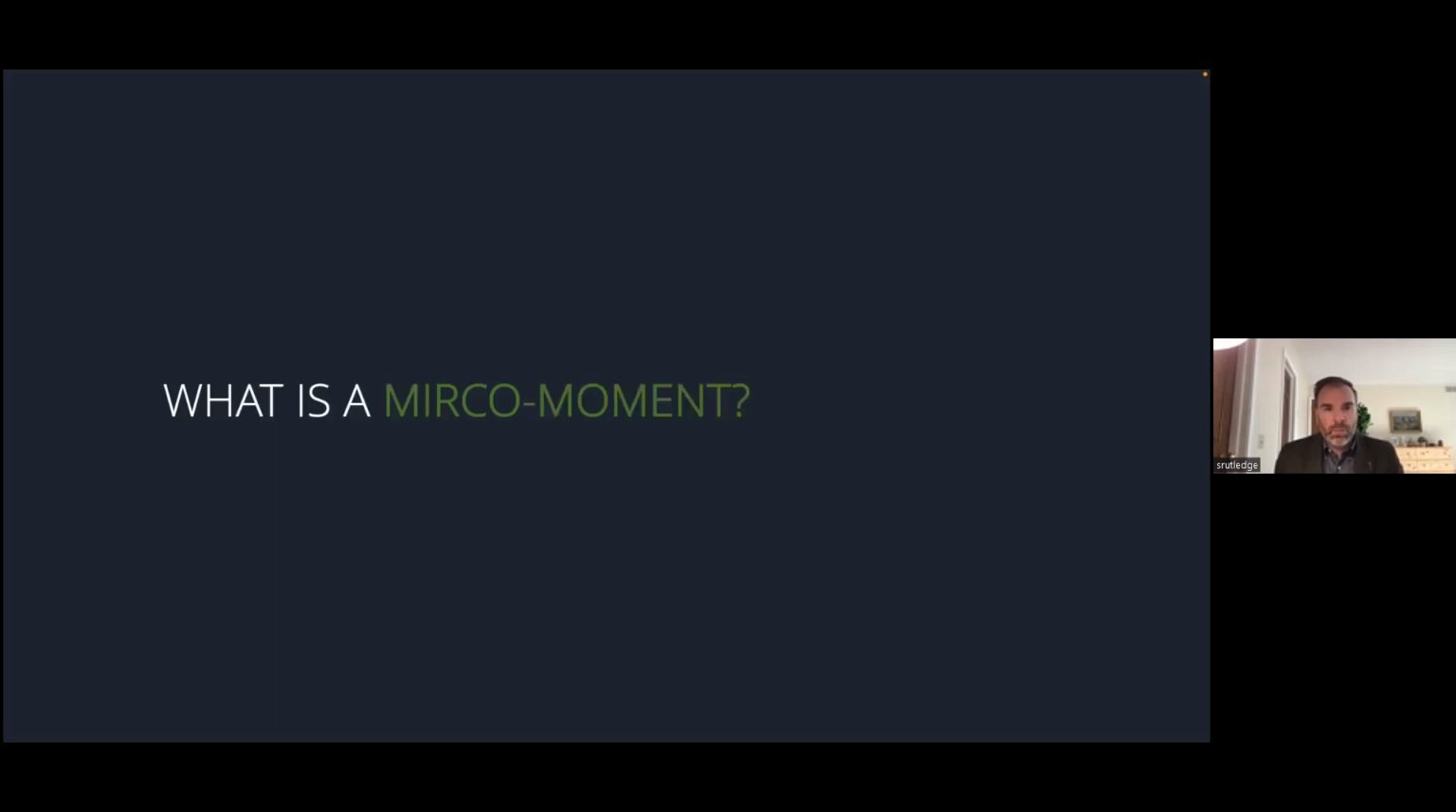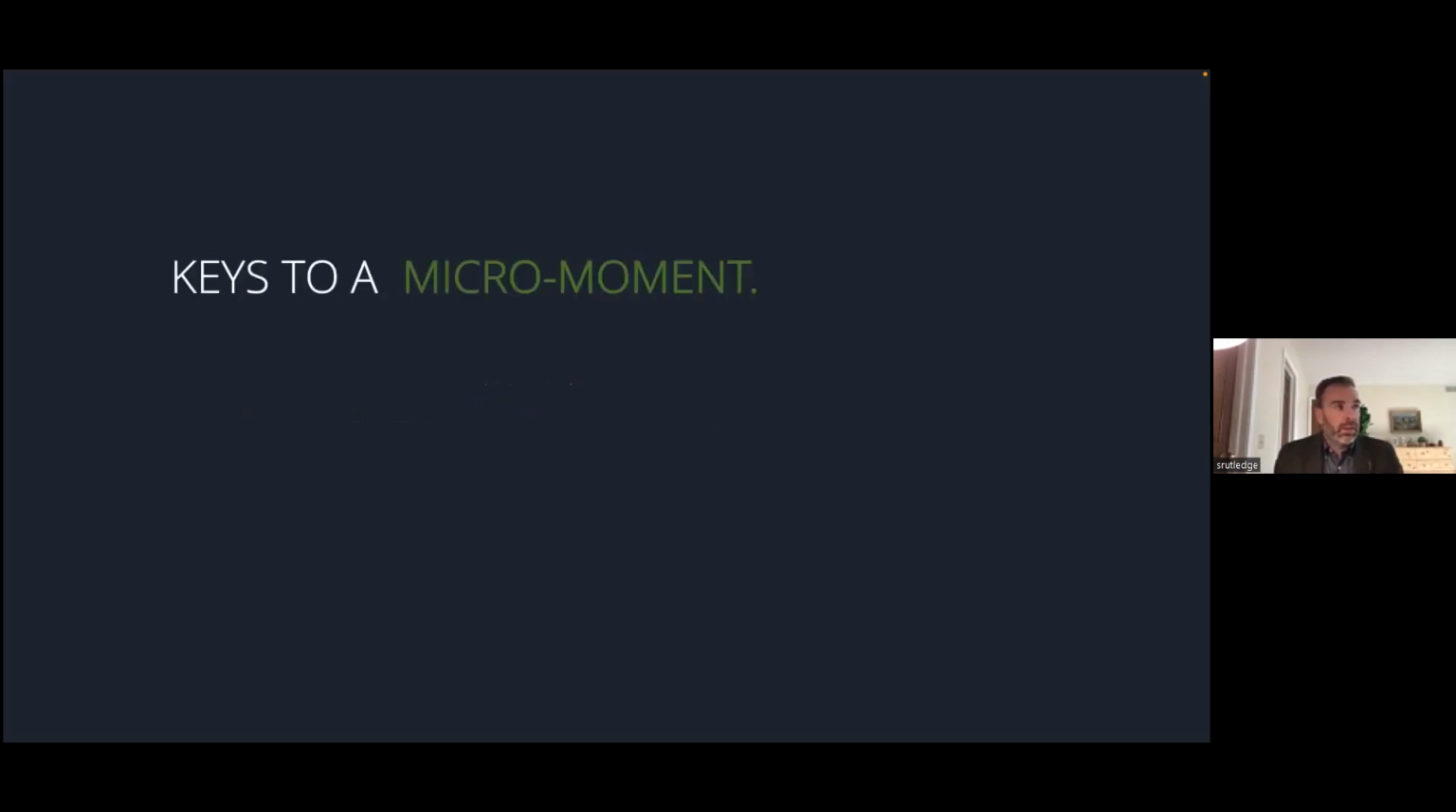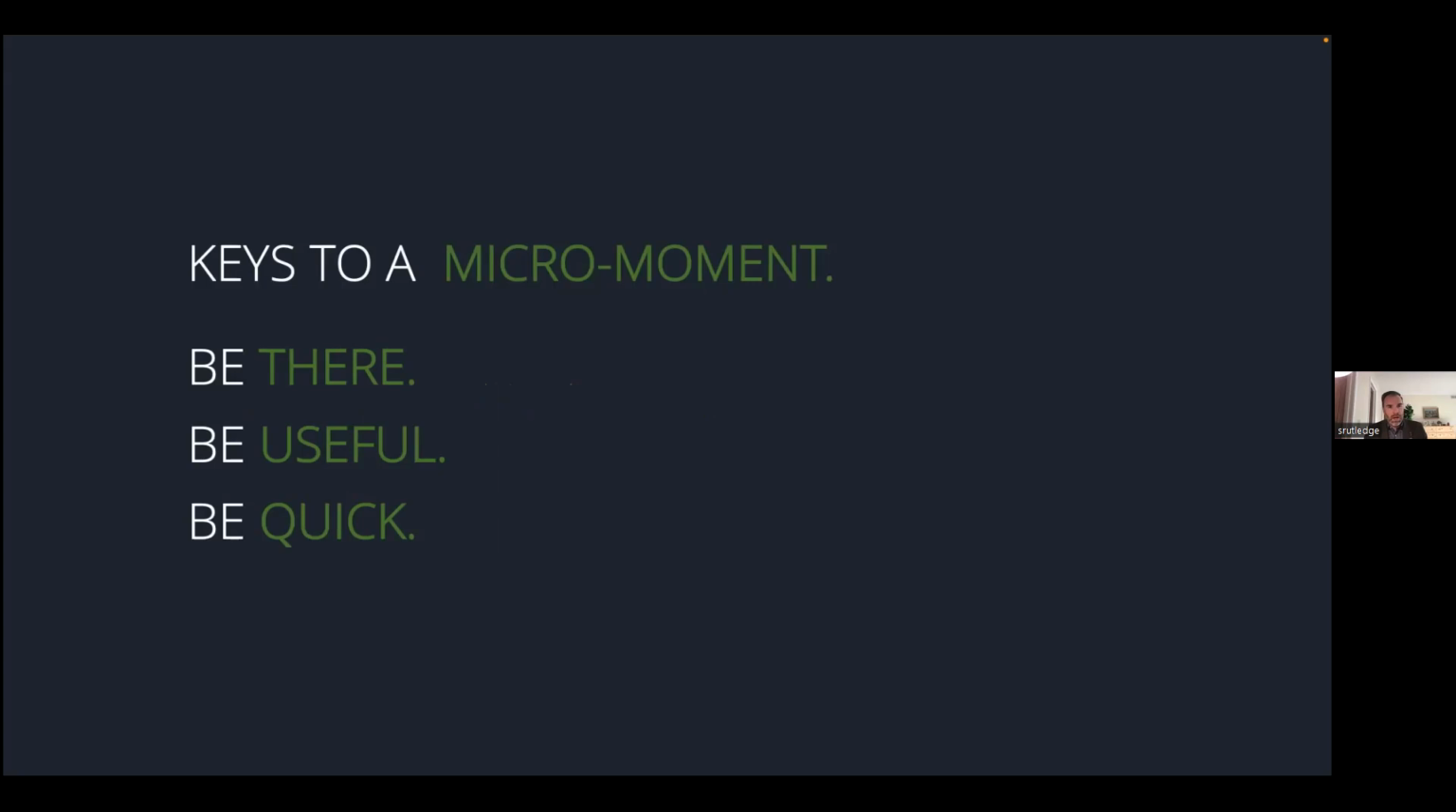So what is a micro moment? I talked a little bit about it, but there are some key elements to think about for a micro moment. And that is: be there, be useful, and be quick. Those three things are critical in the digital space and in the print space, within your student journey or customer journey. For example, you have to be there in order for it to work. It has to be useful and it better be quick. If it's not those three things, chances are they're just going to go away. They're just not going to work.